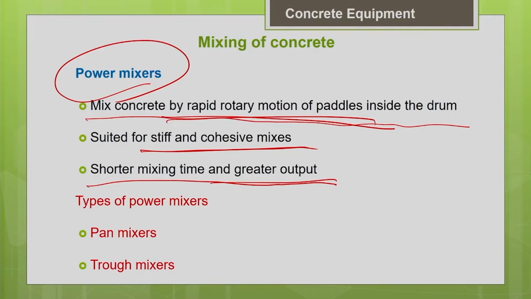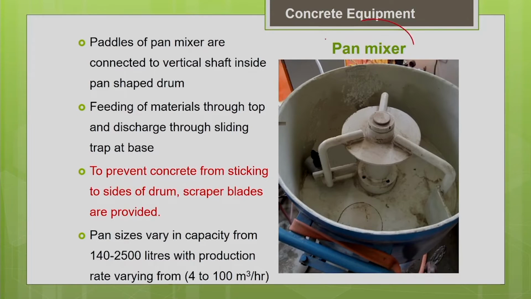Different configurations are possible with this power mixer. You can go for pan or trough. We are going to see that. First, we are going to discuss the pan mixer. It resembles the shape of a pan. You can see there is a vertical shaft here, and the paddles are connected to the vertical shaft. Because of the rapid rotary motion of these paddles, you can have thorough homogeneous mixing of the concrete. Another important thing to note with respect to the pan mixer is that you have a blade or scraper attached to the inside of the drum.